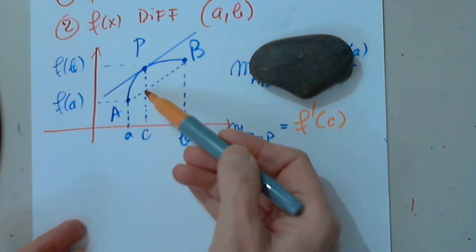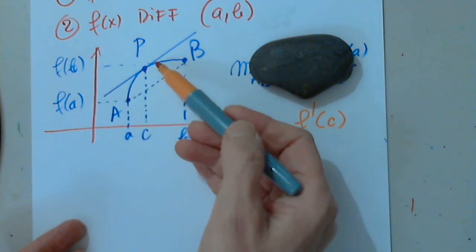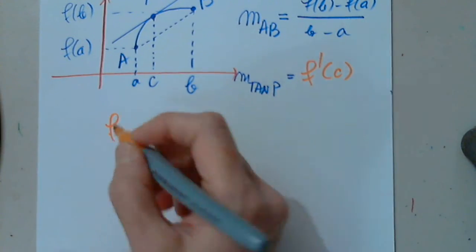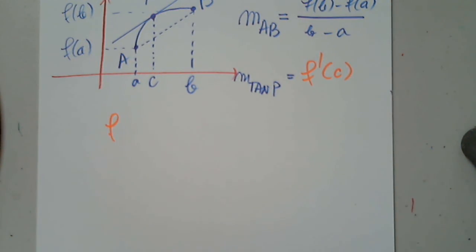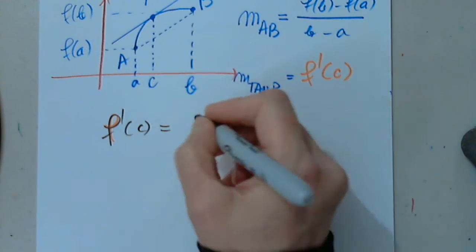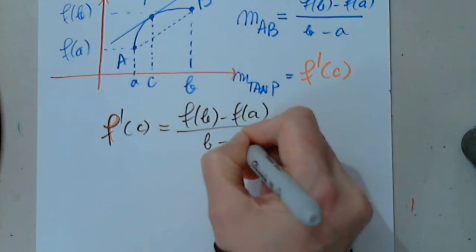What is the relationship between the slope of AB and the slope of the tangent at P? They're the same. Absolutely. Thank you so much. So then f prime of c must equal f of b minus f of a over b minus a.